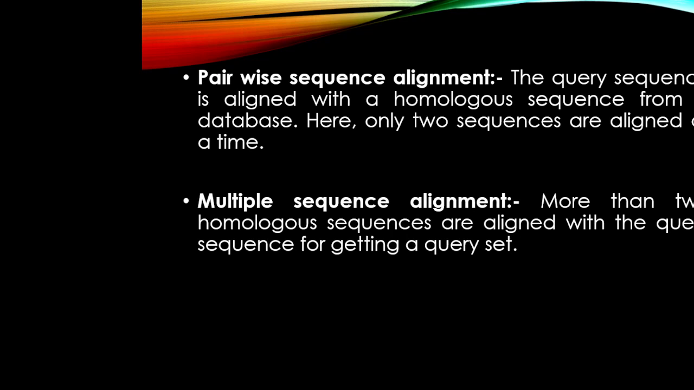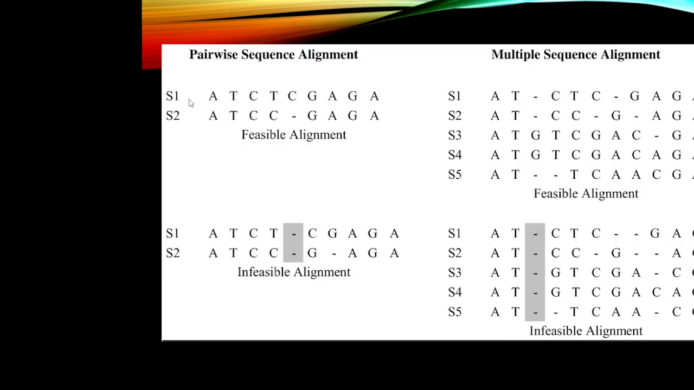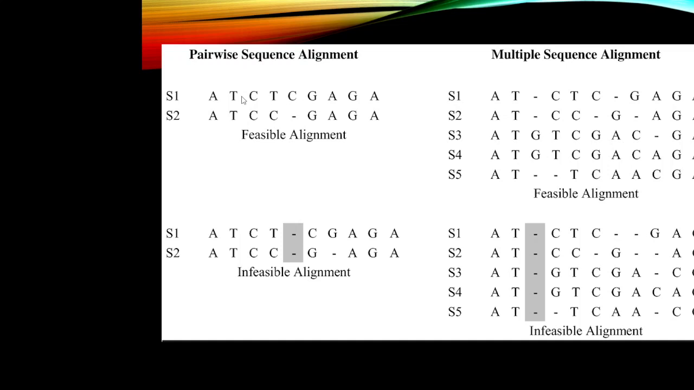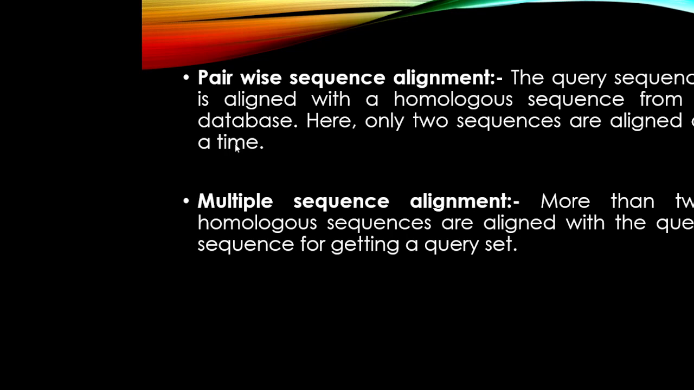So pairwise alignment means the query sequence. What is a query sequence? You can consider this one as a sample sequence aligned with a homolog sequence from a database. Here only two sequences are aligned. So that is why this is a sample sequence or the query sequence. It is only aligned with another sequence. Then multiple sequence alignment means more than two sequences are aligned with the query sequence, for getting a query set. So more than two sequences.